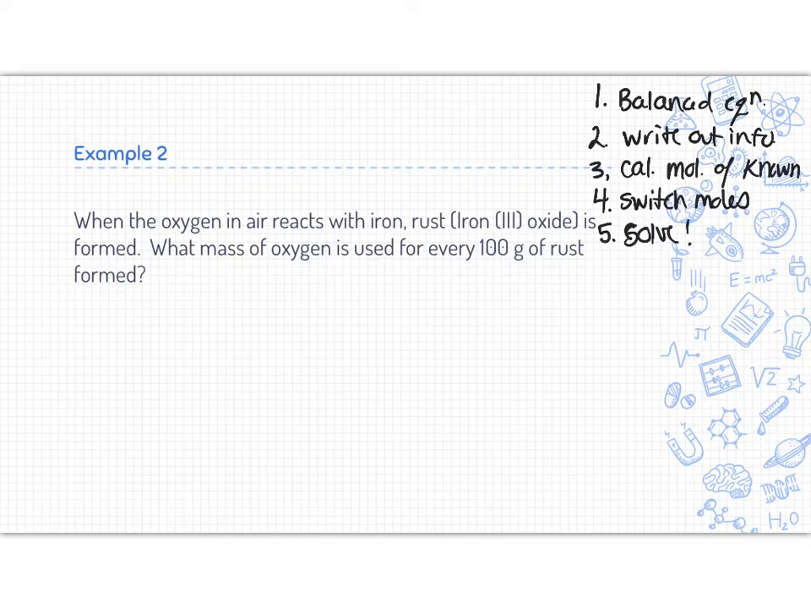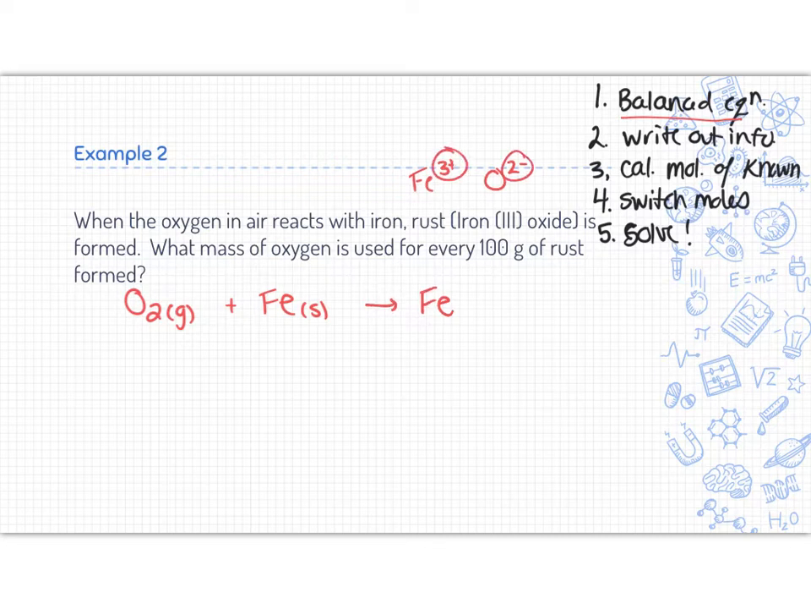All right, so for our first step, we need a balanced equation. It wasn't given in this question. Oxygen in air reacts with iron to form iron(III) oxide. Remember, iron(III) means Fe3+ is combining with O2-. When I write an ionic compound, I need to balance for charges before I can even write this in the equation. So I need 2 irons and 3 oxygens to balance the positive 3 and negative 2 charge. Rust is also a solid.